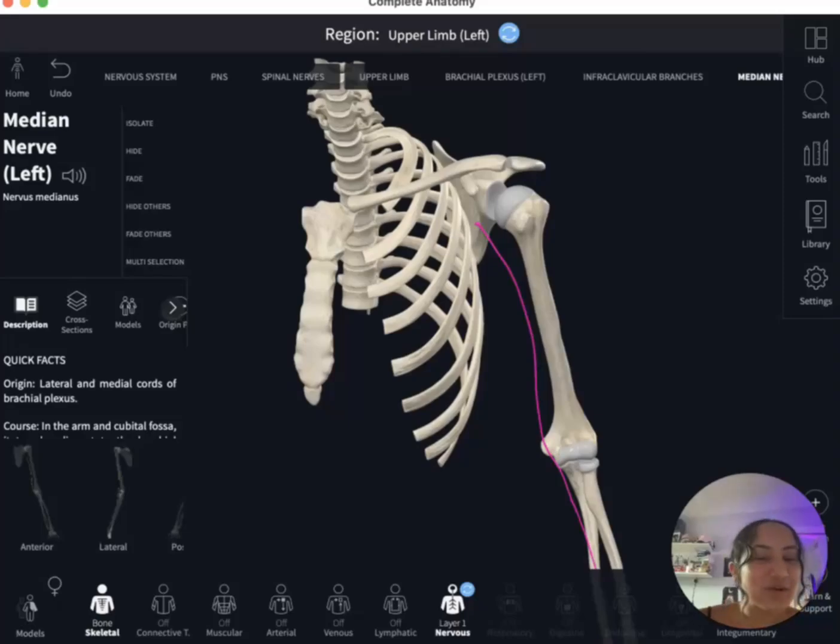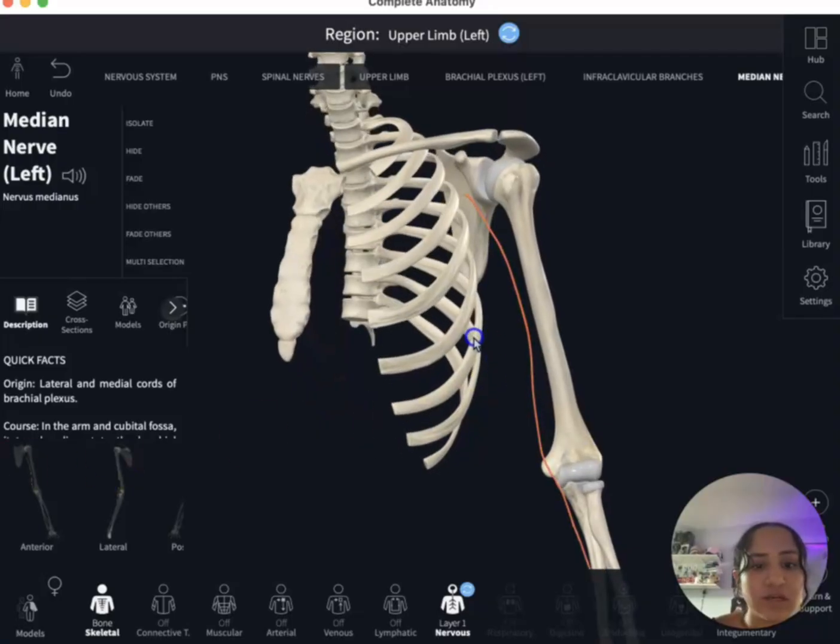Okay, so in this video we're going to be talking about upper extremity nerve injuries. For the nerves that we are going to be talking about, we are going to be talking about the median nerve and the ulnar nerve. Okay, so since we're going to go over two, I'm just going to start with the median nerve. I already have it pulled up.